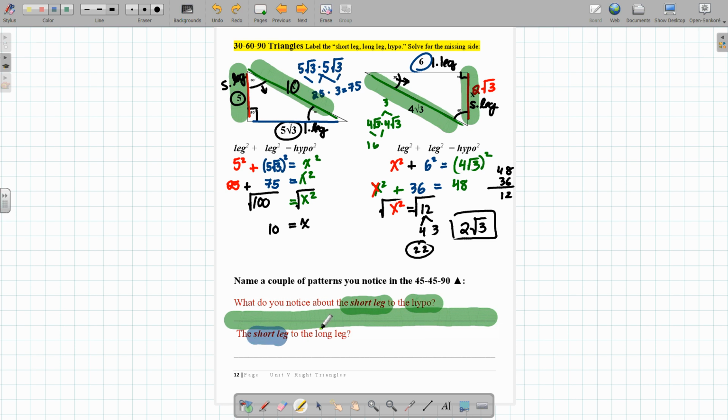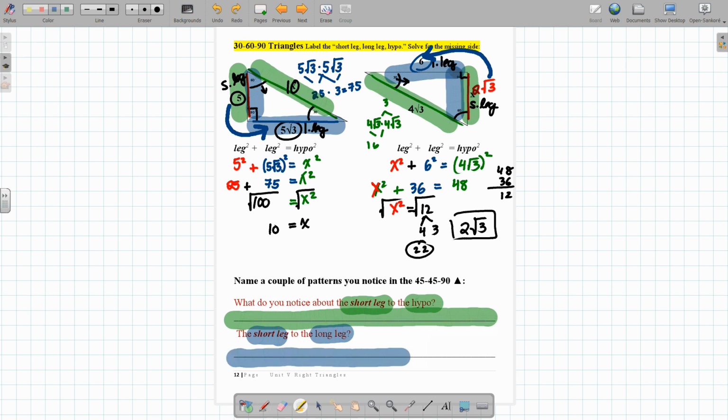Next one, what do you notice between the short leg to the long leg? We have 5, 5 root 3, 2 root 3, 6. 5 becomes 5 root 3. 2 root 3 becomes 6. There is a pattern. Something that happens to the short leg to get the long leg. I'd like you to try to predict what is that pattern. This only happens in 30, 60, 90 triangles. Take about 10, 15 seconds to write that down.